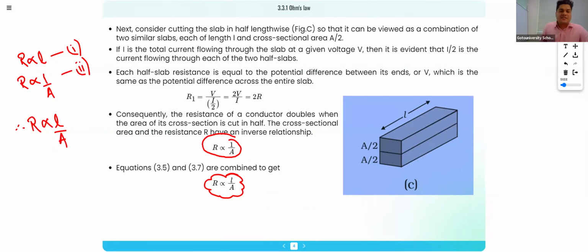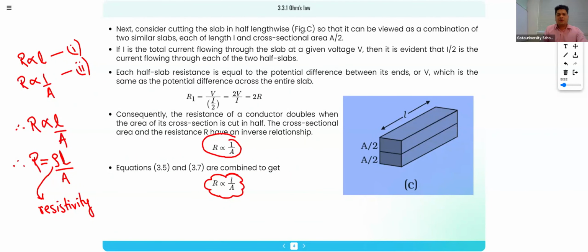If we remove the proportionality sign, there will be a constant. What is that constant known as? Anyone in the comment section? Yes, that constant is known as rho, that is resistivity. After removing the proportionality sign, you will get a constant, and that constant is known as resistivity.